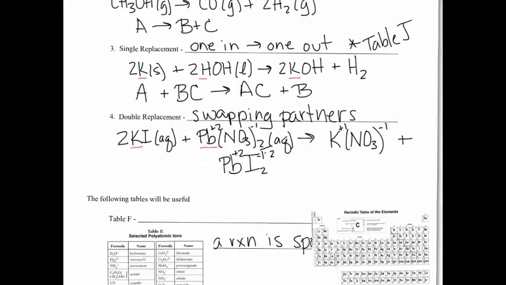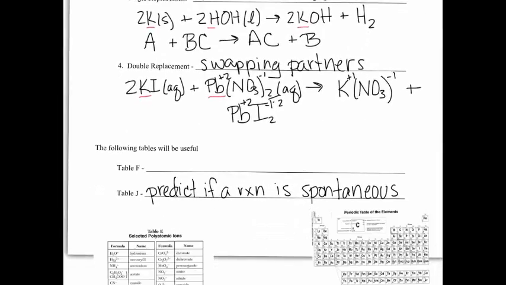Now there's one more thing that we should probably do now that we have our 2 products, and that is see if one of them is a precipitate or not. In order to figure that out, we use another table, table F, and table F we use to determine solubility. Solubility is just whether or not it will dissolve in water. All of this is happening in water. So we want to know, will this be soluble? Will this be soluble? So we're going to have to use table F to determine that.